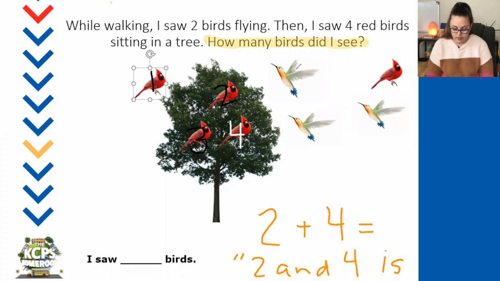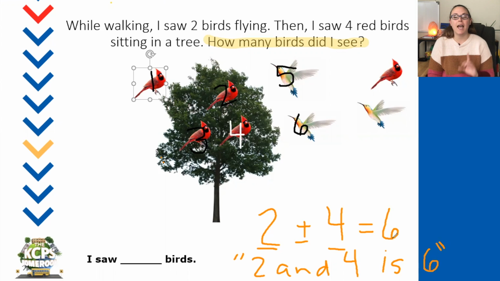This bird over here is 5, and the bird underneath is 6. So now I know that 2 and 4 is 6. So let's finish our addition sentence. Our addition sentence says 2 plus 4 equals, and what does 2 plus 4 equal? Well, that's right, we said it was 6.